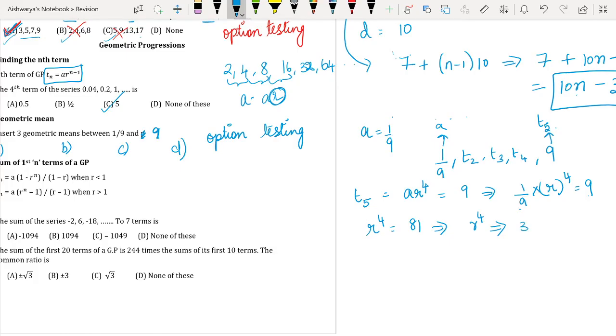Okay, because 81 is nothing but 3 power 4. So R value is 3. The moment you get R value, it becomes so easy, because the second term is 1 by 9 into 3. What is 1 by 9 into 3? 1 by 3. So your second term value is 1 by 3. So the next term value becomes 1 by 3 into 3. 1 by 3 into 3 is just 1. So the next term becomes 3. Okay, then you have 9. Are we clear?